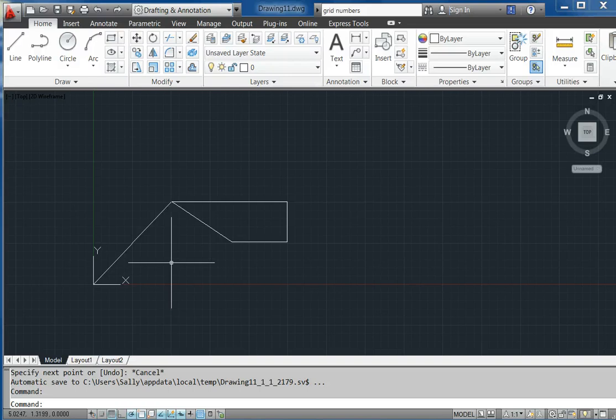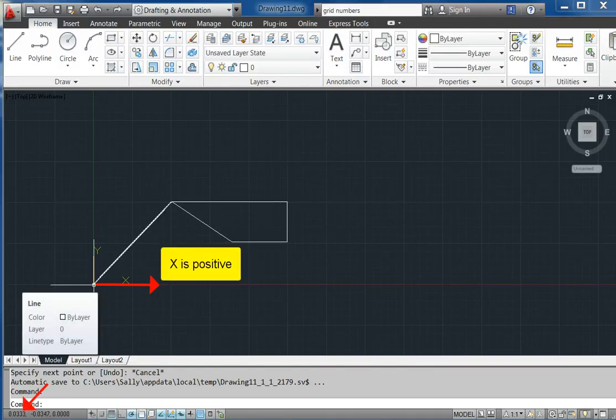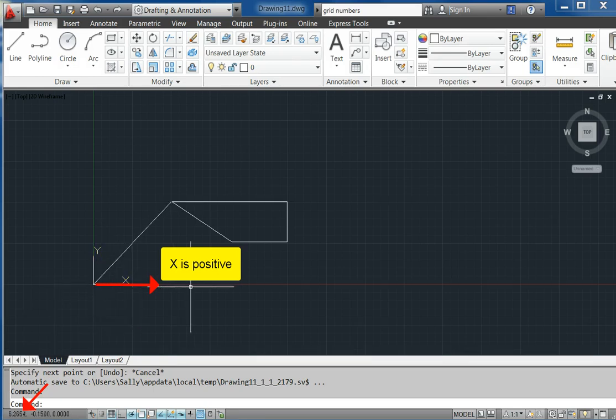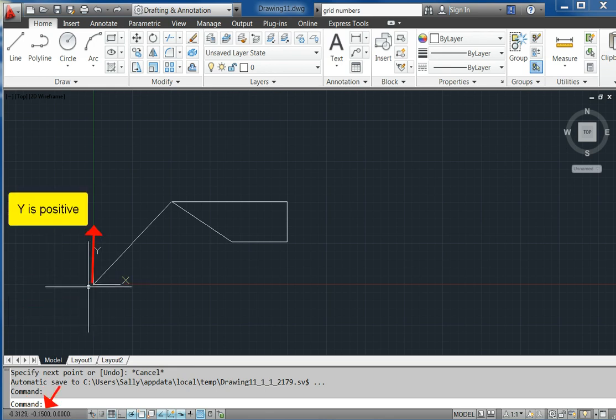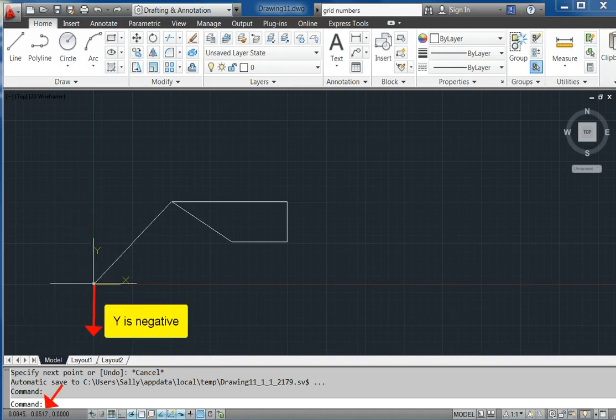For this line, the values of X and Y were both positive, but they can take on negative values as well. From the point of origin, if you move right away from the y-axis, X takes on a positive value. However, if you move to the left of the y-axis, you'll see that X takes on a negative value. Similarly, if you travel upwards from the x-axis, Y takes on a positive value, but if you travel downwards, Y takes on a negative value.